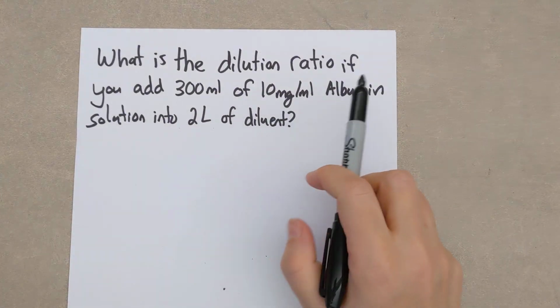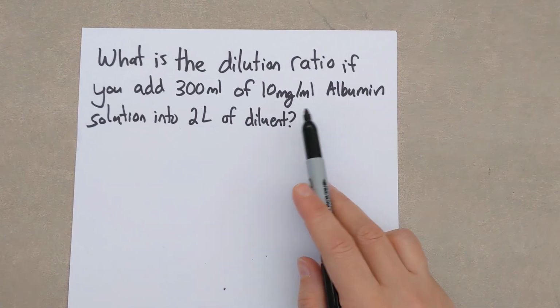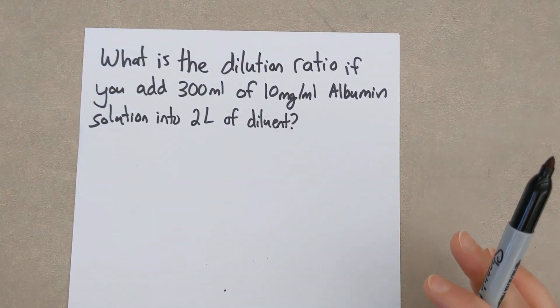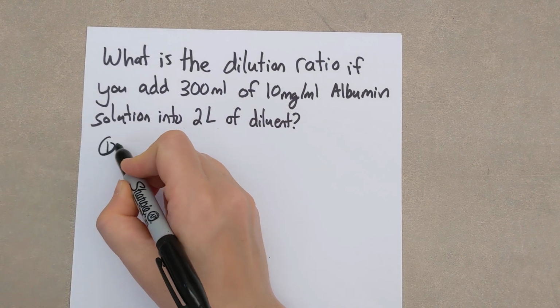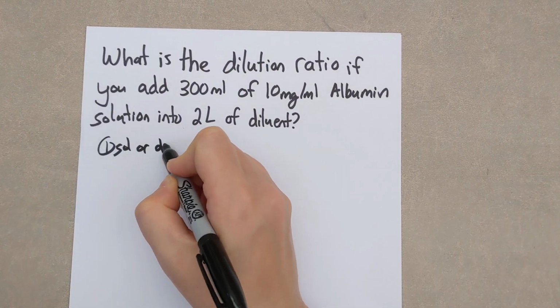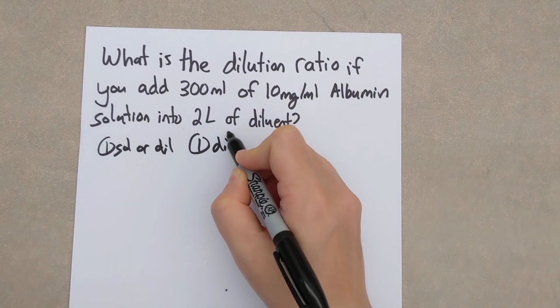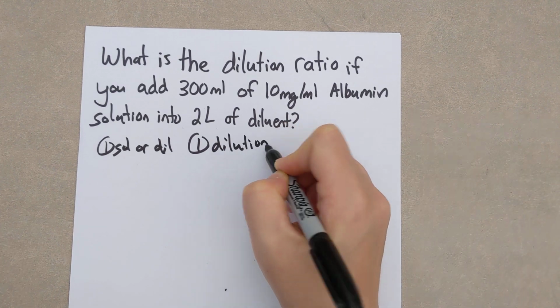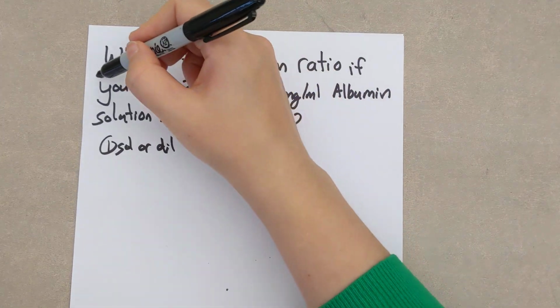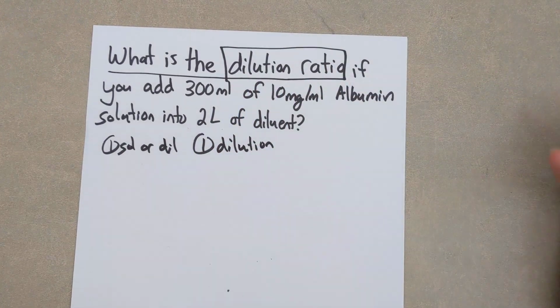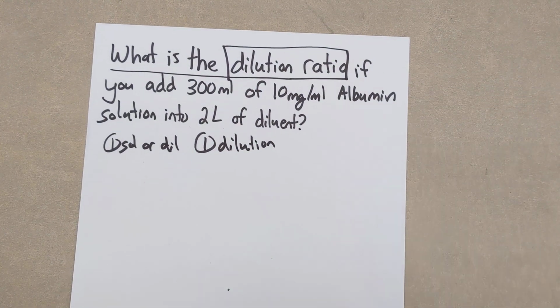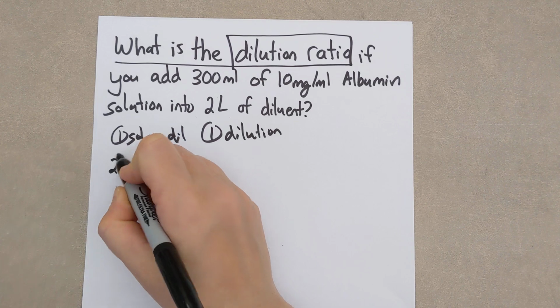What is the dilution ratio if you add 300 milliliters of 10 milligram per milliliter albumin solution to 2 milliliters of diluent? So step 1, is it a solution or a dilution? Well, this is a dilution. Yes, they've given you 3 numbers, but that's not why. They are specifically asking you, what is the dilution ratio? That's what they want. That's how you know this is a dilution.